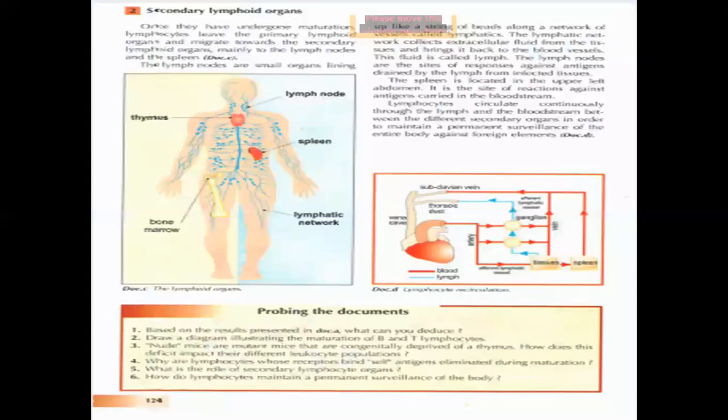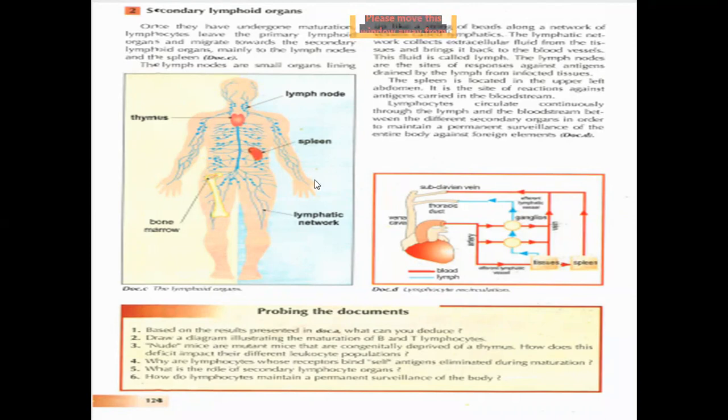Moving now to the secondary lymphoid organs. We talked about the secondary lymphoid organs, the spleen and the lymph node. So when lymphocytes have undergone maturation, they leave the primary lymphoid organs and migrate toward the secondary lymphoid organs, mainly the lymph nodes and the spleen.